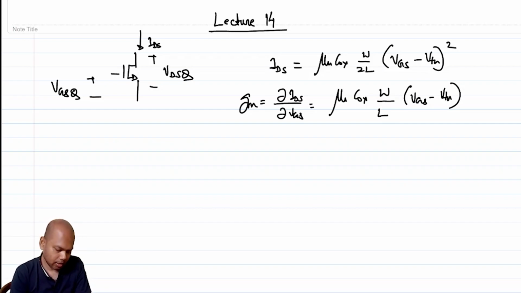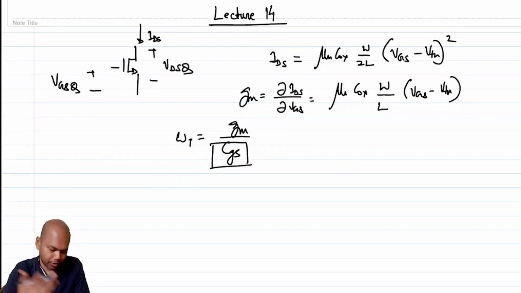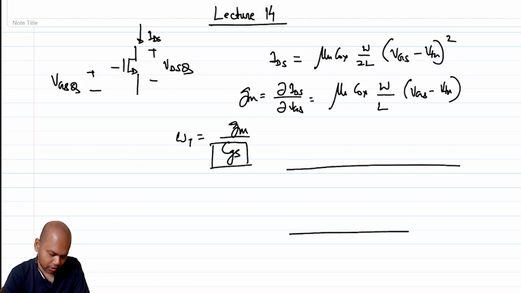And what is my FT or omega T? Omega T is Gm by Cgs. Now, what is CGS? We understand what GM is, but what is CGS from a device perspective? So again, we go back to the cross section of a device. Again, I'll go back to the simplest cross section of an NMOS transistor.